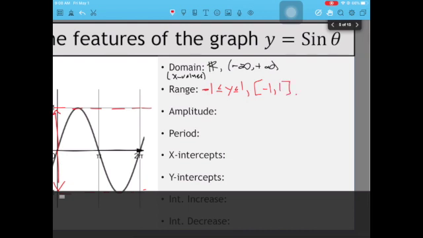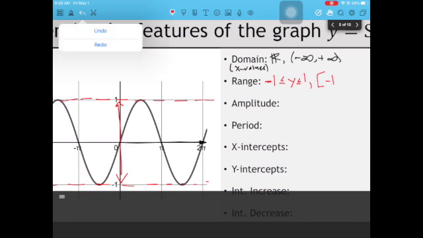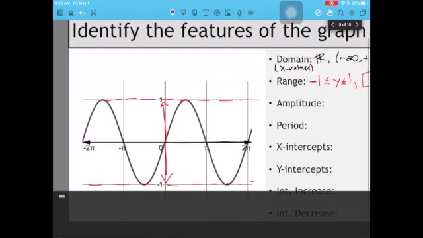So either way you write it. Okay, now let's talk about the amplitude. So the amplitude is going to be the distance from what we call the midline of the trig function to the highest or lowest point.